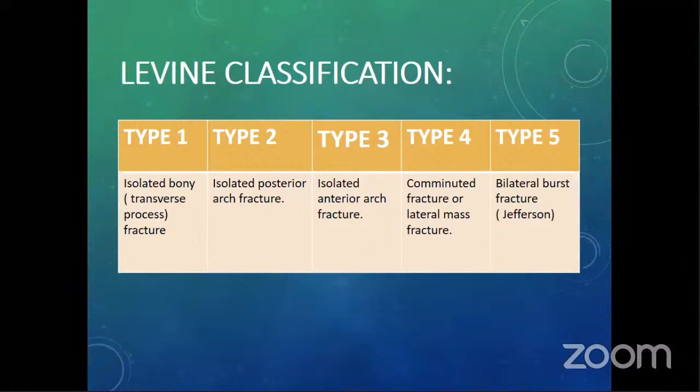The next is the Levine classification. Levine classified atlas fracture into 5 types. He called the fracture type 1 if there is an isolated bony transverse process fracture, and type 2 if there is an isolated posterior arch fracture. Type 3 involves the anterior arch fracture, and in type 4 there is a comminuted fracture or lateral mass fracture. Whereas in type 5 there is a bilateral burst fracture, that is the typical Jefferson fracture.